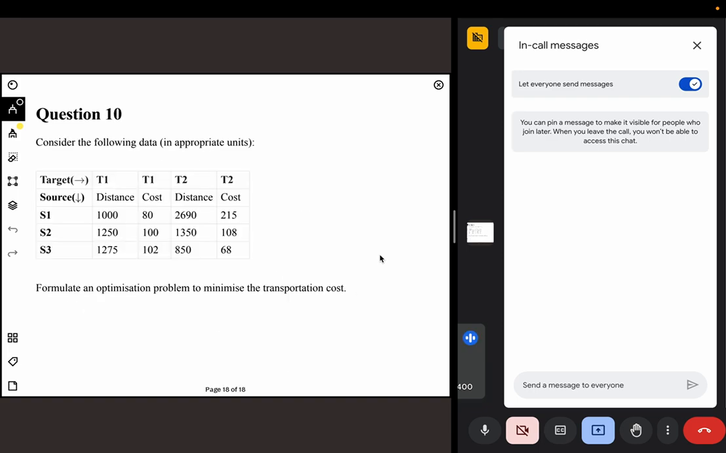This is again, the last problem is a formulation problem. So we have certain distances, certain costs. You need to minimize the total transportation cost. This is also the same one that we have. So here we have 3 sources and 2 sinks, from S1 to T1 and S1 to T2. Similarly, S2 to T1, S2 to T2, S3 to T1. But I think by now it is clear for you.